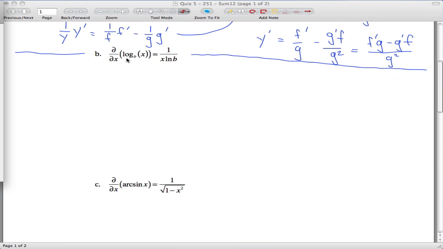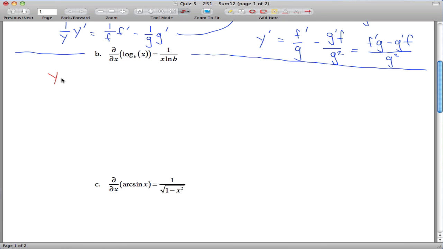Show that the derivative of log base b of x is equal to this mess right here. We're going to use a similar strategy. We're going to say, all right, y equals log base b of x. Let's try to find y prime. And, okay, we don't know the derivative of log base b of x. That's what we're asked to prove.